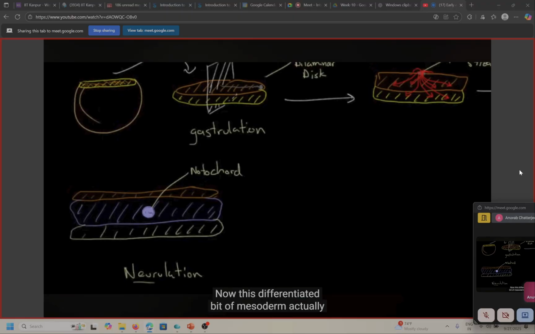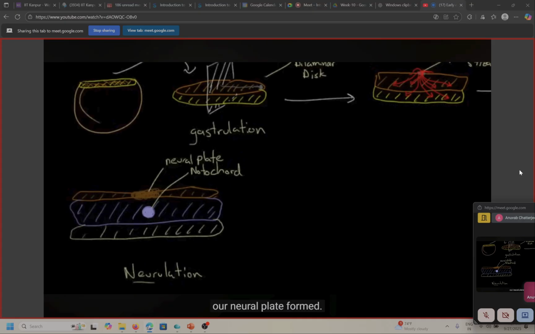Now, this differentiated bit of mesoderm actually induces a change in the ectoderm above it. So here we get a change within the ectoderm. I'll draw that in as kind of a thickening of the ectoderm right here. And that thickening in the ectoderm has a name. Since it's kind of plate-like when we look at it in section here, this is called the neural plate. Now we have our notochord formed and we have our neural plate formed.